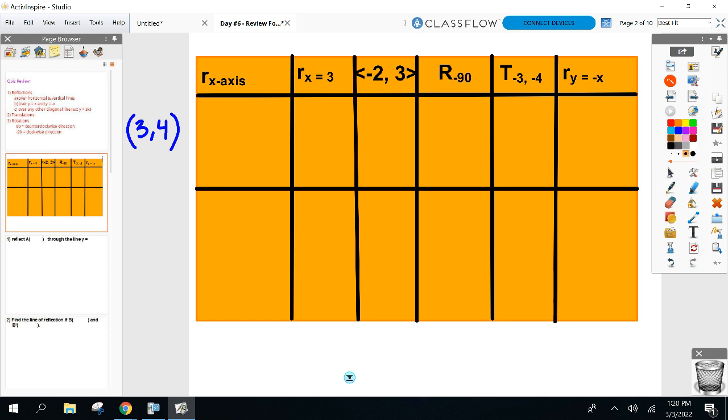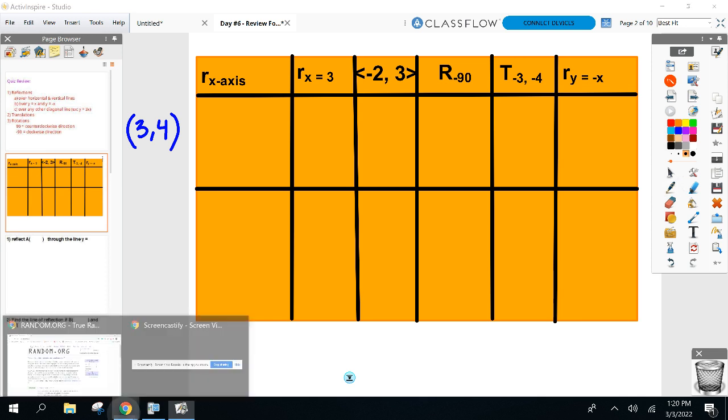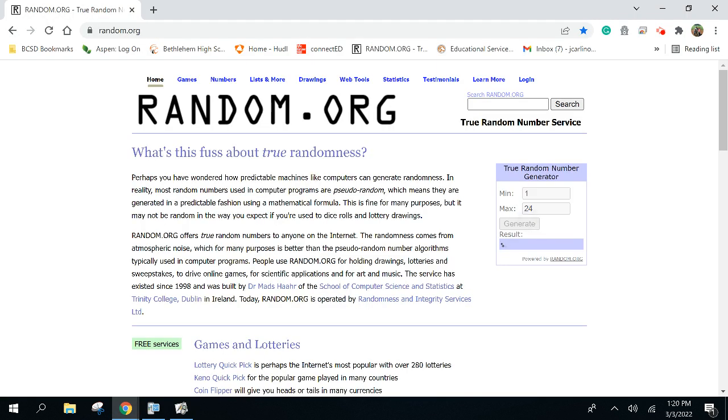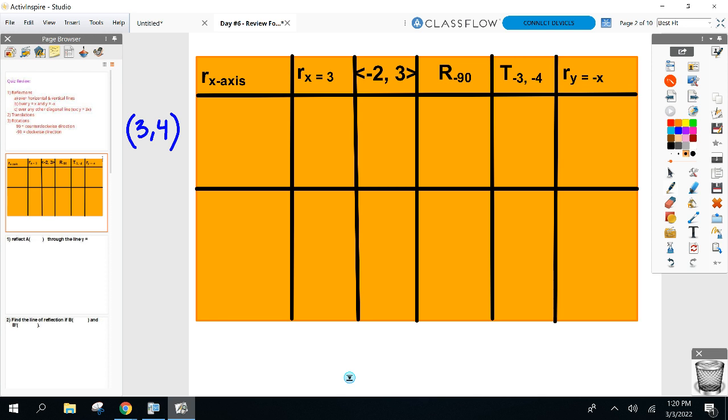First one. What's that lowercase r telling me to do? Reflection. The subscript says reflected over the x-axis. So I'm taking 3, 4, reflecting it over the x-axis, and it becomes, yep, the y coordinate changes: 3, -4. No issues? Very basic one.